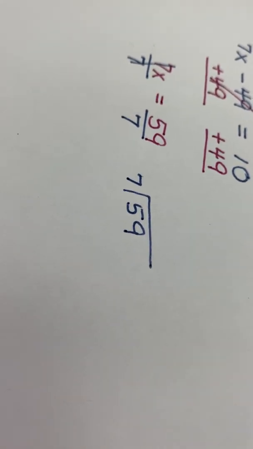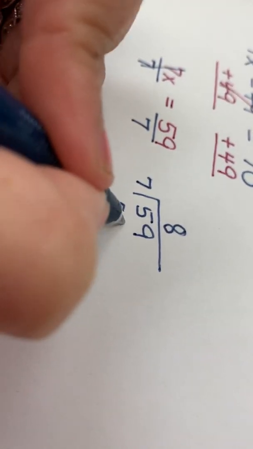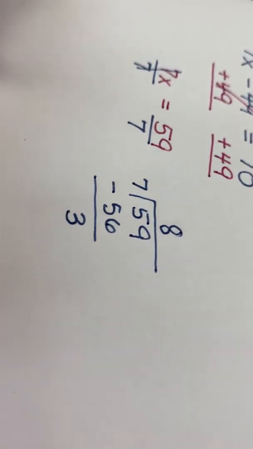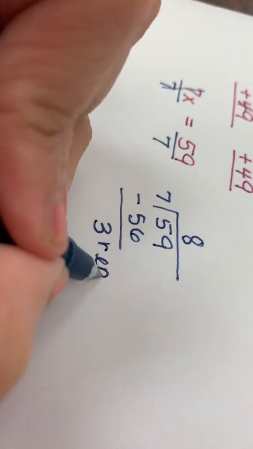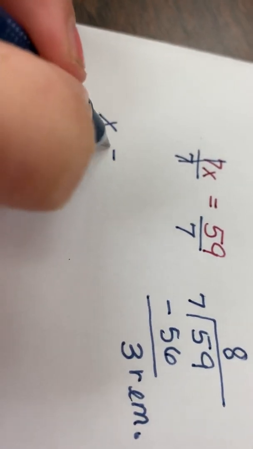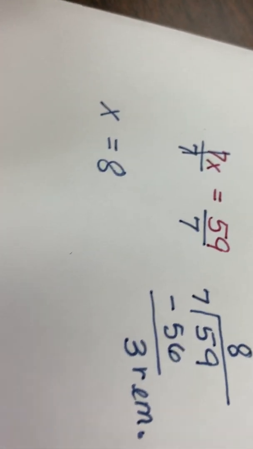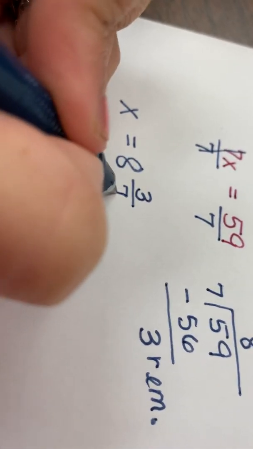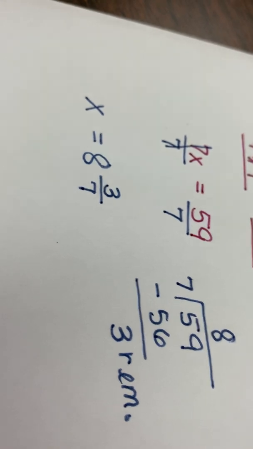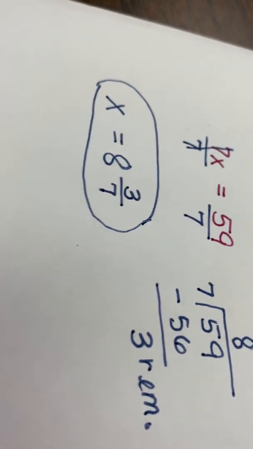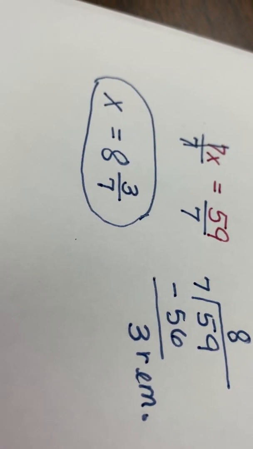Well, if you think back to your times tables, we know that 7 times 8 is 56. 59 minus 56 is 3. 3 is our remainder. Okay, so we're going to say x equals 8, because that was the number of whole times it went in. The remainder was 3, and we were dividing by 7. So we would rewrite that as 8 3/7. I do expect you to remember this from your pre-algebra and algebra days.